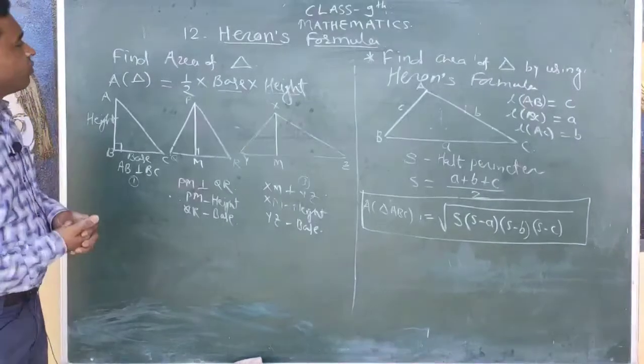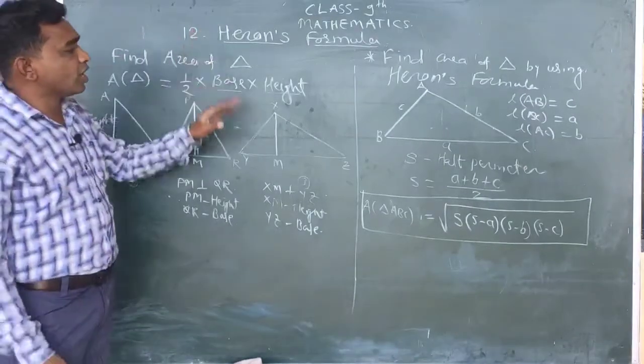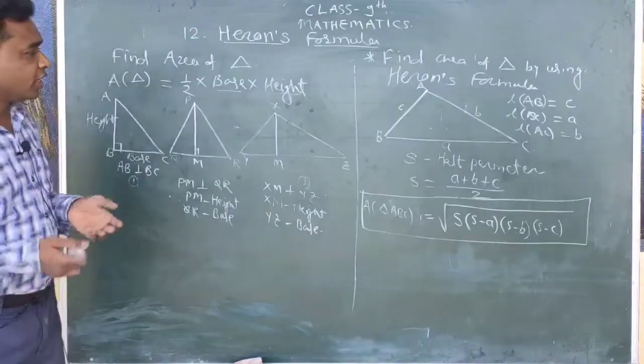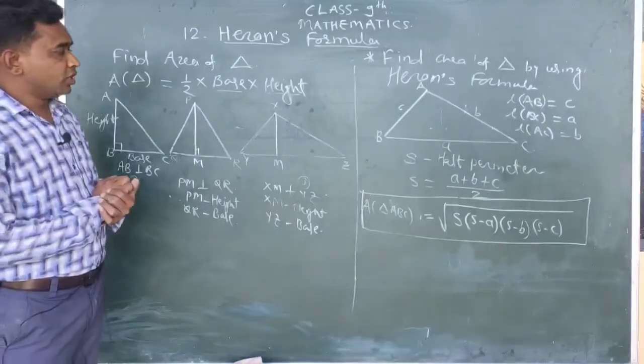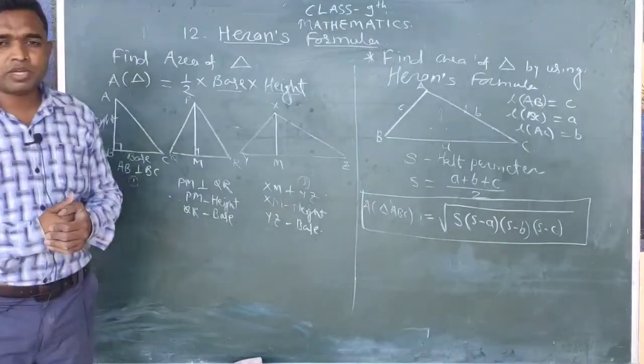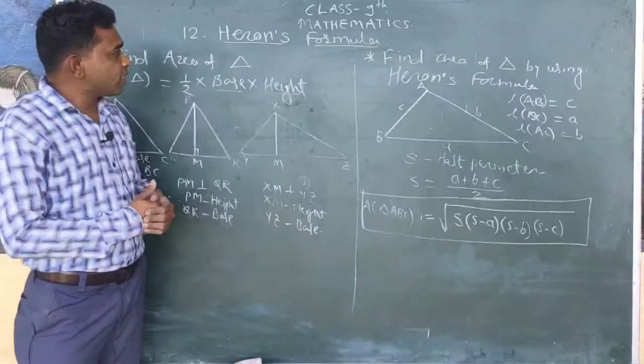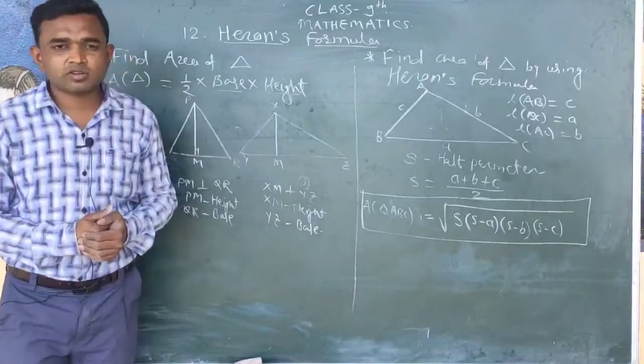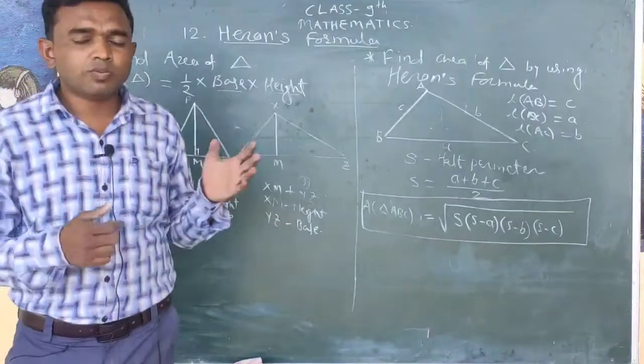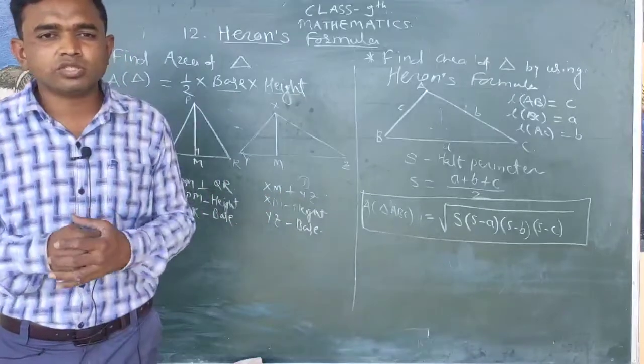This is the introduction of our chapter. Heron's formula is used to find the area of a triangle. Understand? This is the concept. Now, in the next part, we will see the next exercise of this chapter, to find the area of a triangle by using Heron's formula.